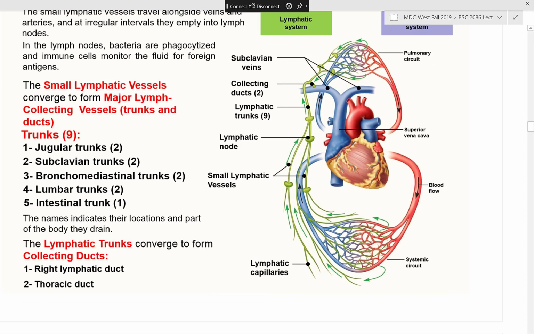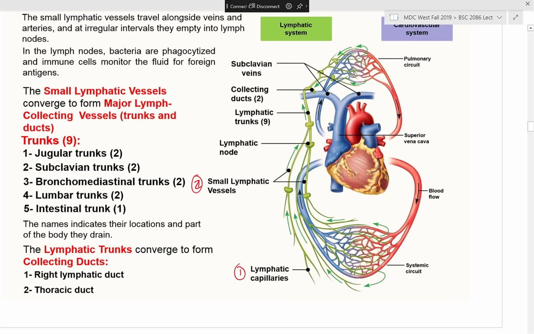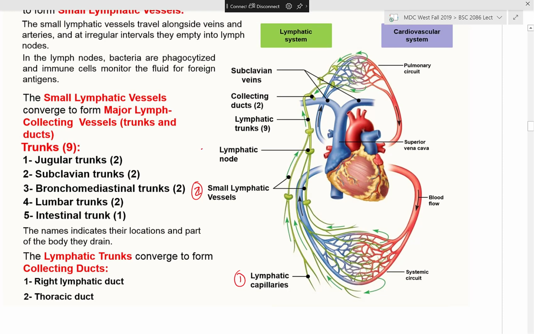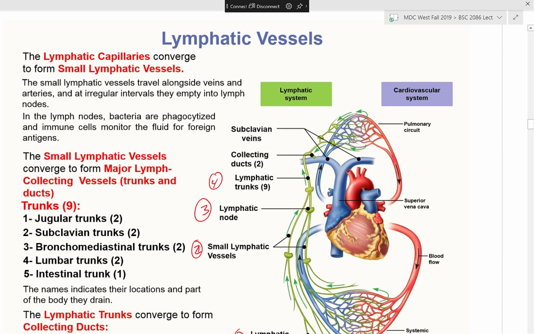So if we look here, we go from the lymphatic capillaries, all the way to small lymphatic vessels. We continue all the way to lymphatic nodes, and these are spread all the way throughout, right? And then from those nodes, we go to the lymphatic trunks. From those trunks, we go all the way to collecting ducts. Okay, and of course you have two collecting ducts, right?